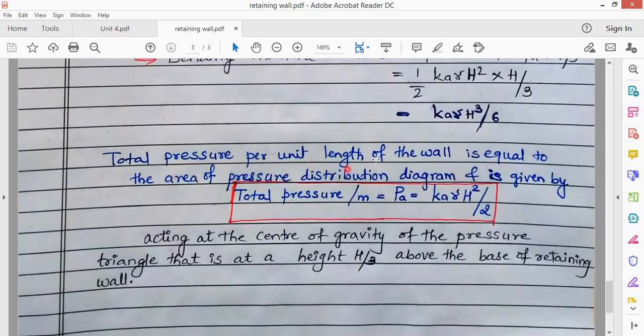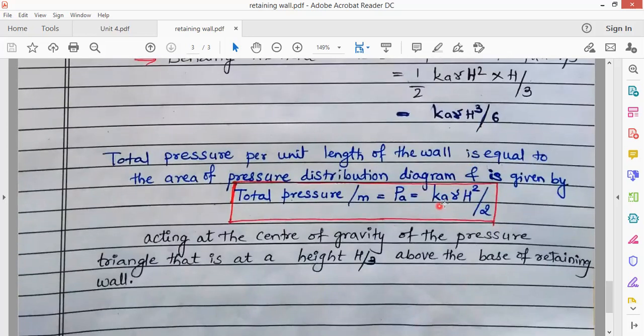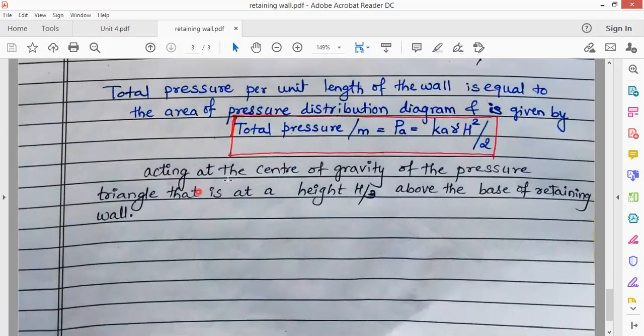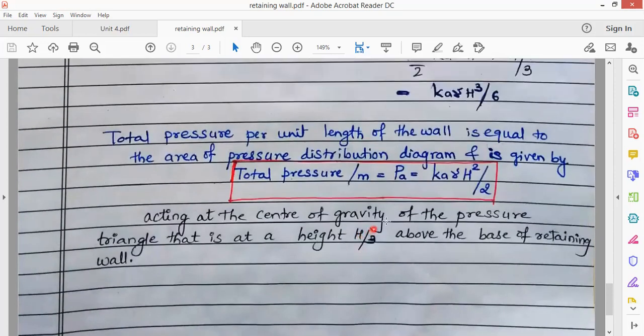So the total pressure per unit length of the wall is equal to the area of the pressure distribution diagram, given as Pa is equal to Ka gamma h square by 2. That is the total force, acting at the center of gravity of the pressure triangle, at a height of h by 3 above the base of the retaining wall. So this is about the calculation of active earth pressure. Students, up to this, go through these terminologies and this part of the calculation. Remaining things we are going to study in the next lecture. Thank you.